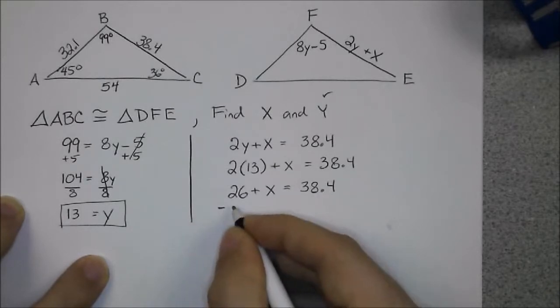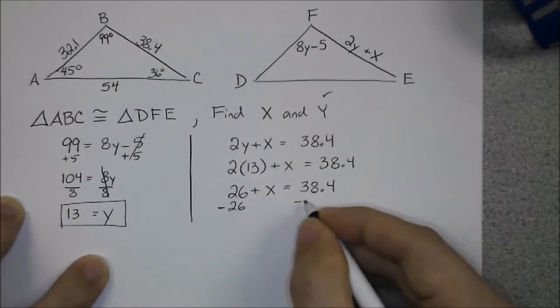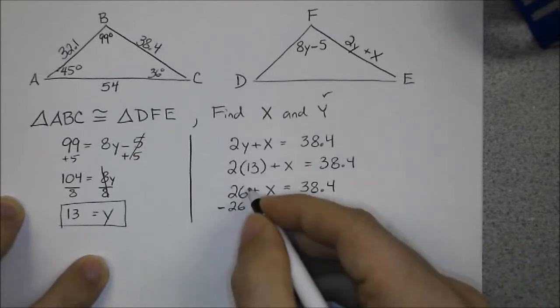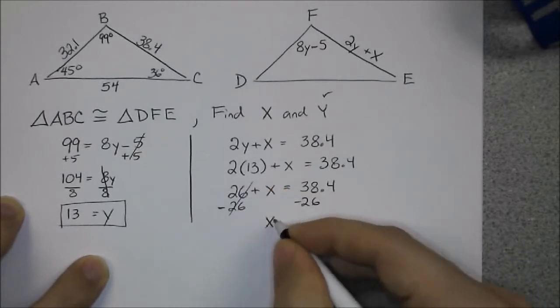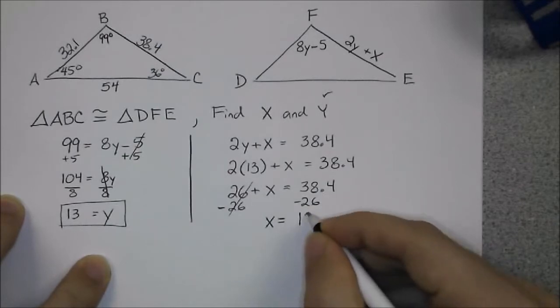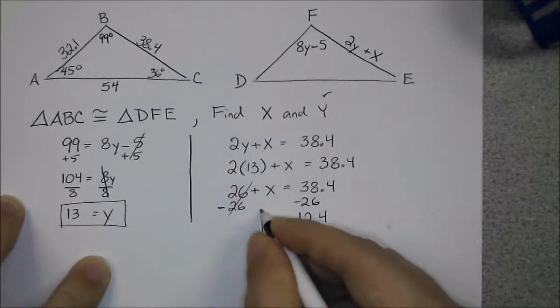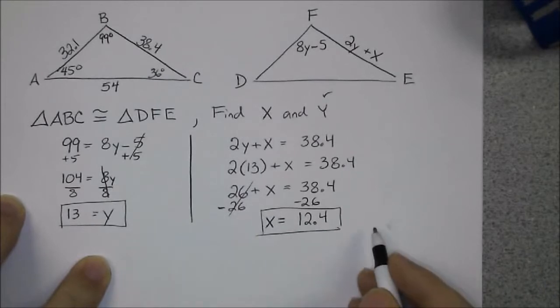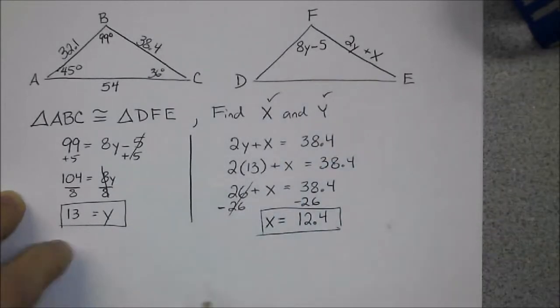And the opposite of plus 26 is minus 26. So I'm going to take away 26 on both sides. This cancels, and I have x equals 38.4 minus 26, which is 12.4. So now I solved for what x and y equal, and we are done.